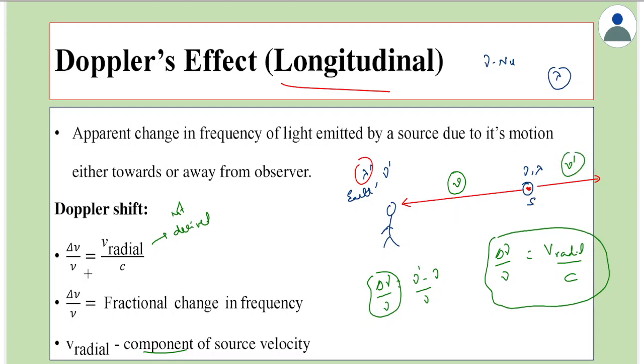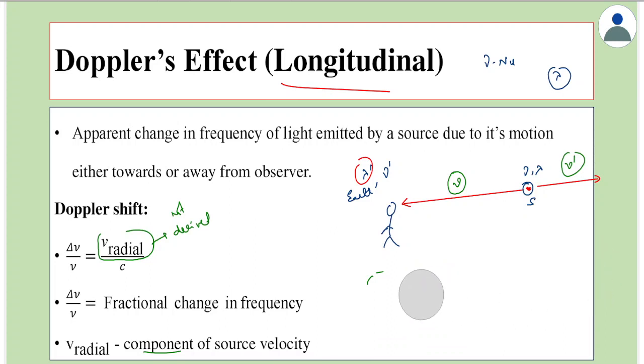So here v radial means the component of the velocity along the line connecting the two objects, which in this case is v or v dash. But think of a case where the source, instead of going directly away or coming directly towards the observer, is moving at an angle to the line of sight. So this would be the direct line of sight, and it moves away with velocity v.